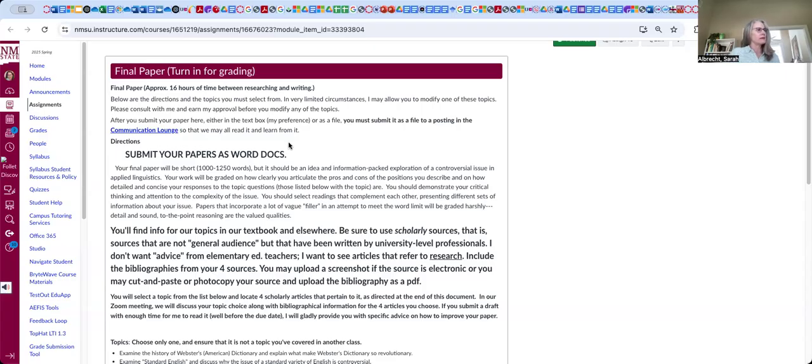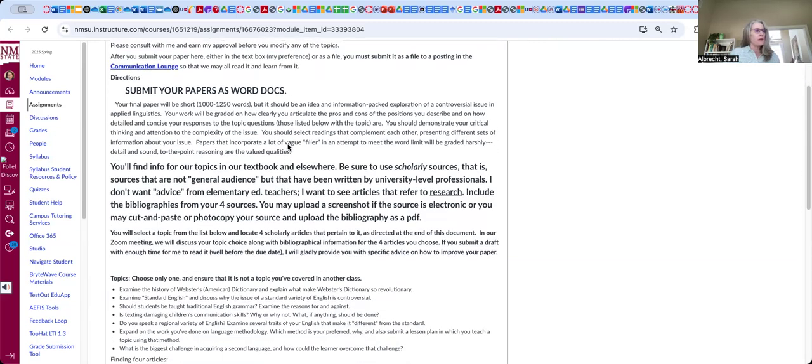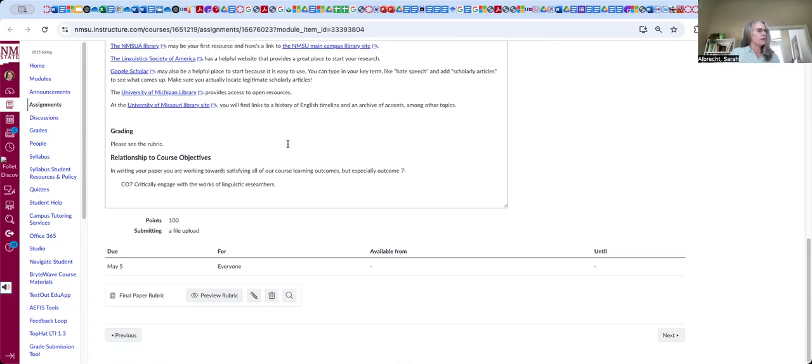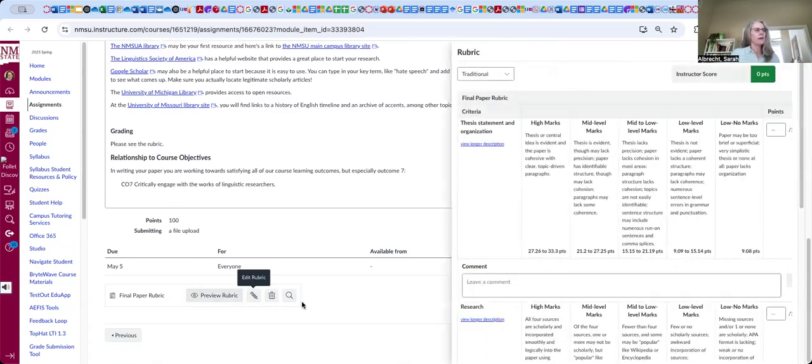Hi, everybody. So coming in to this next week, I wanted to review the final paper rubric with all of you to make sure that everybody is aware of how the different components of your paper are going to be weighted and graded. So if we go into the assignment page in Canvas where it says final paper, turn in for grading, then down at the bottom, we have the rubric. So I'm going to click on preview rubric here.